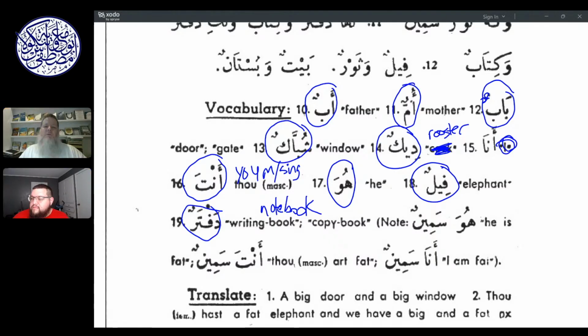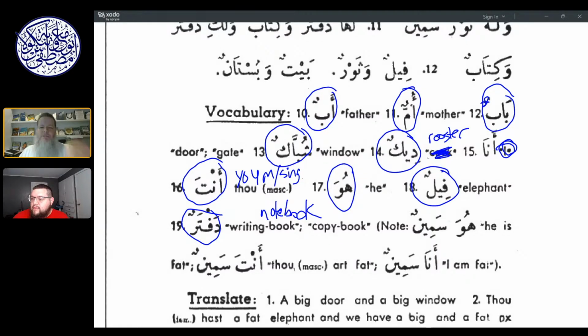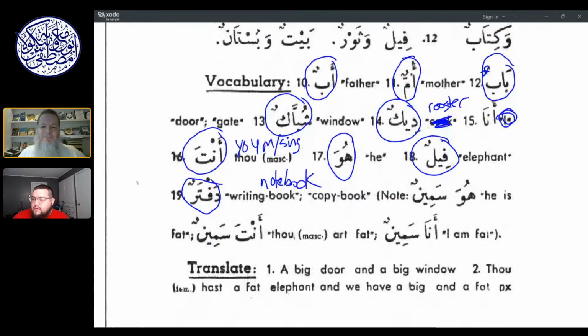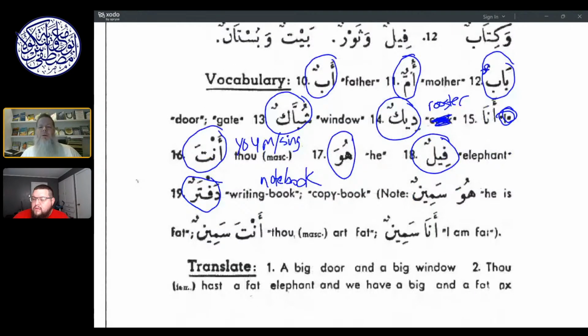Okay, so let's go over our words again, the 10 of them. Ab is father. Um is mother. Bab is door or gate. Shubak is window. Deek is rooster. Ana is I. Anta is you, singular male. Huwa is he. Feel is elephant. And daftar is notebook.